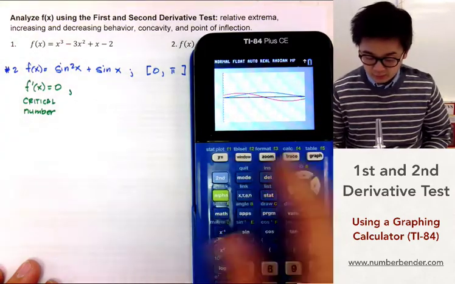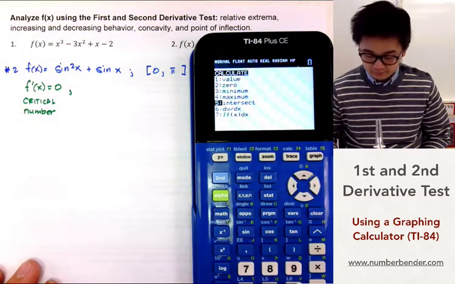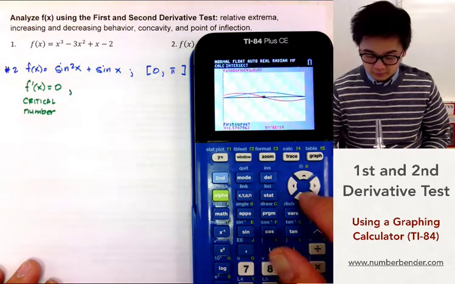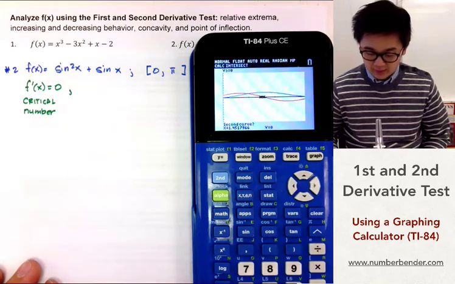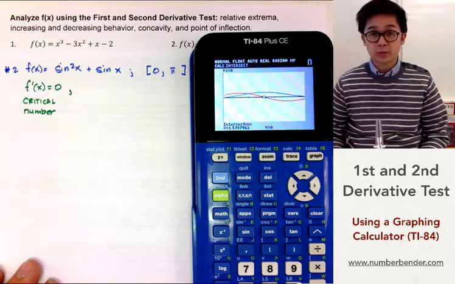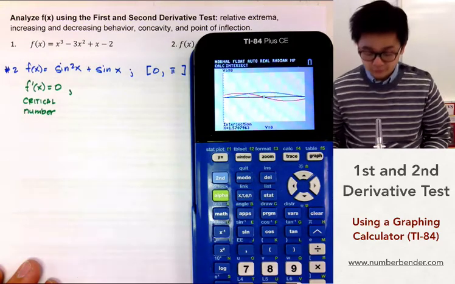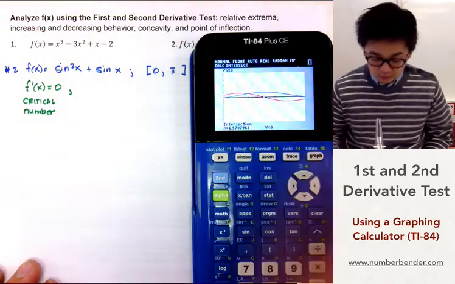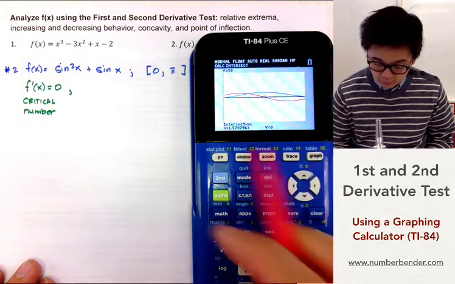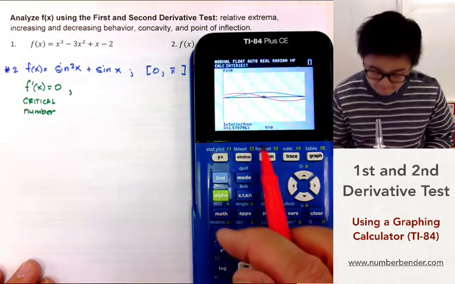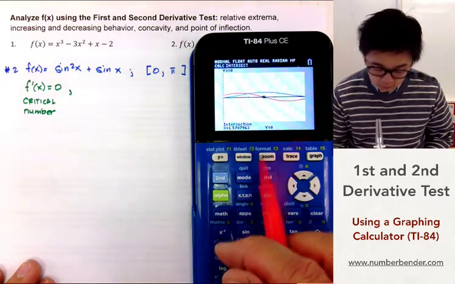So second function, trace, go to 5. This is the blue graph, we need the red graph, push enter, and this is our x-axis, push enter, and the TI-84 will give us the point of intersection of our derivative function and the x-axis, which is 1.571.